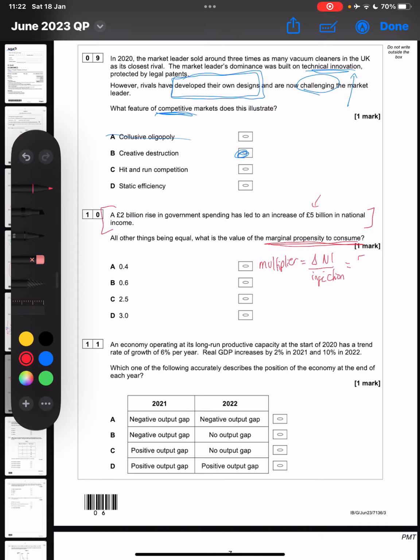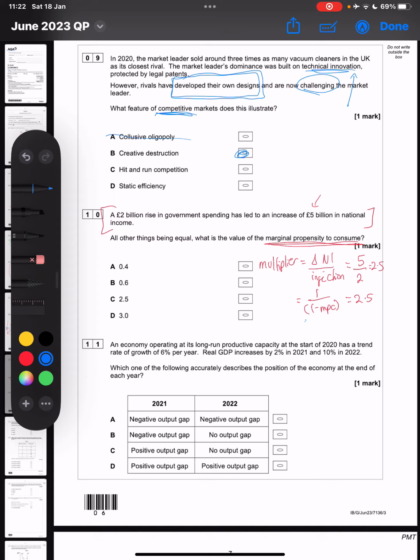So the change in national income was 5 billion. They only spent 2 billion to make that happen. So that's 2.5 as the multiplier. And then I reckon we can use the other equation for the multiplier, 1 divided by 1 minus MPC, to then work out the MPC value. We'll have to rearrange that. I'm a little bit rusty on this, but let's go for it.